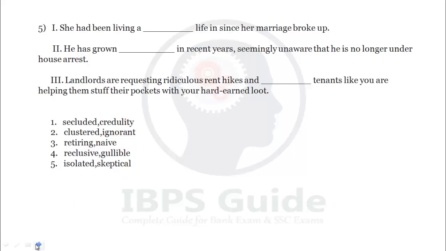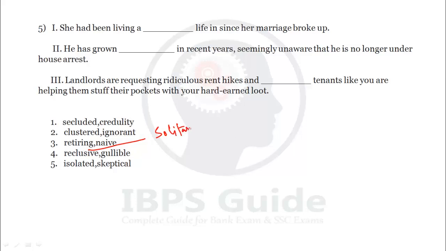अच्छा, she had been living a dash life. देखो isolated life, if we write that isolated life since her marriage broke up. Isolated and say reclusive, दोनों में little bit of differentiation. Reclusive means avoiding the company of other people. That is called solitary. We can say that solitary.